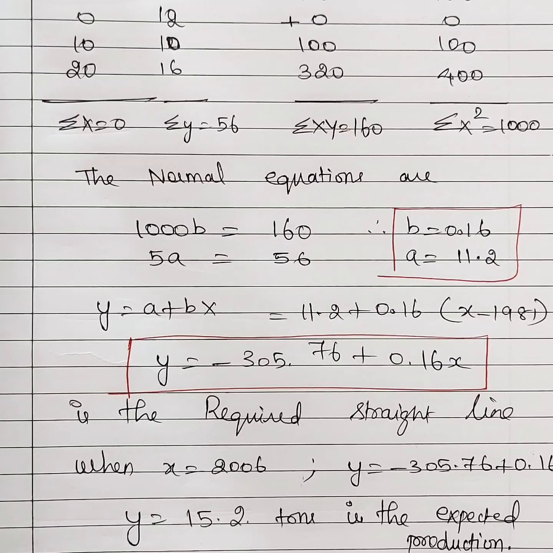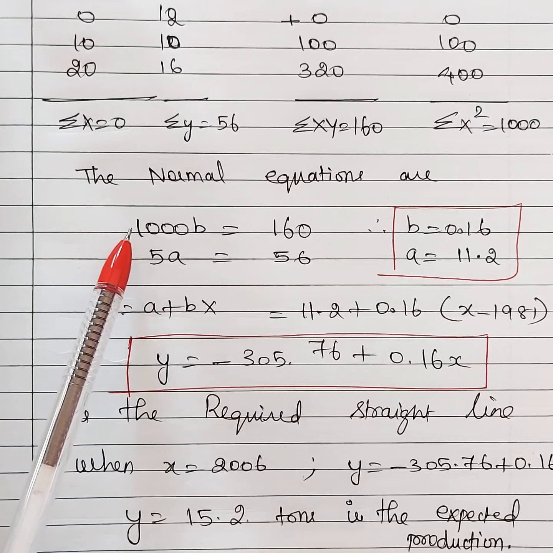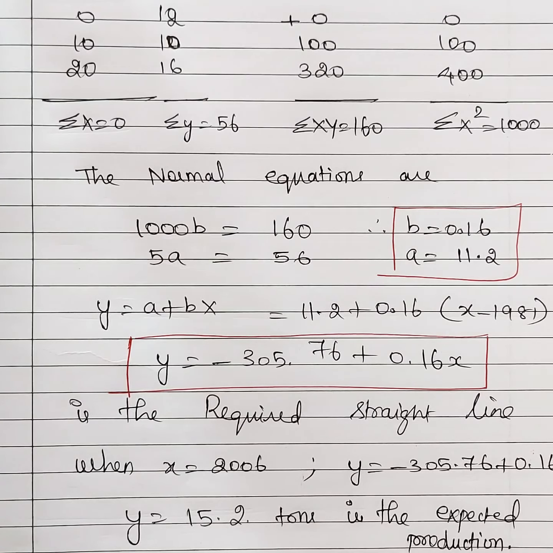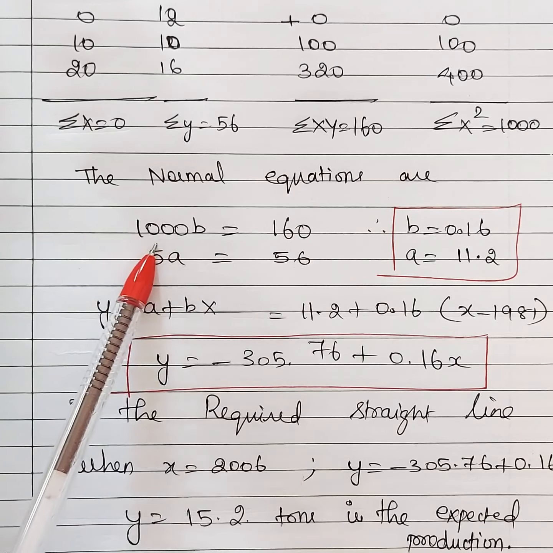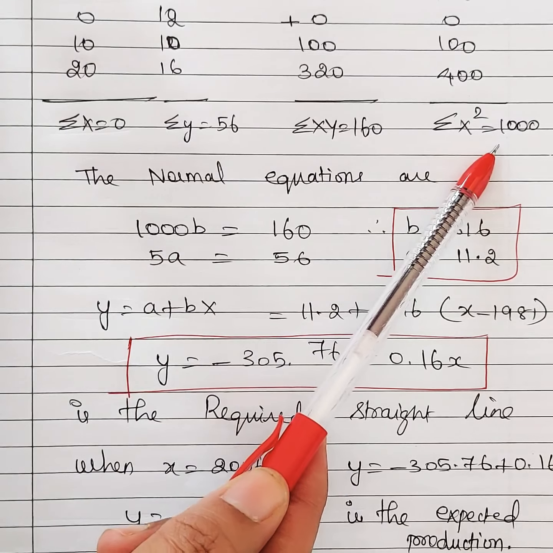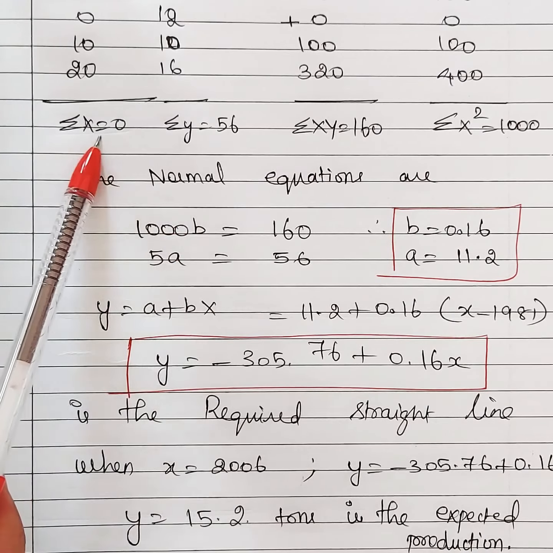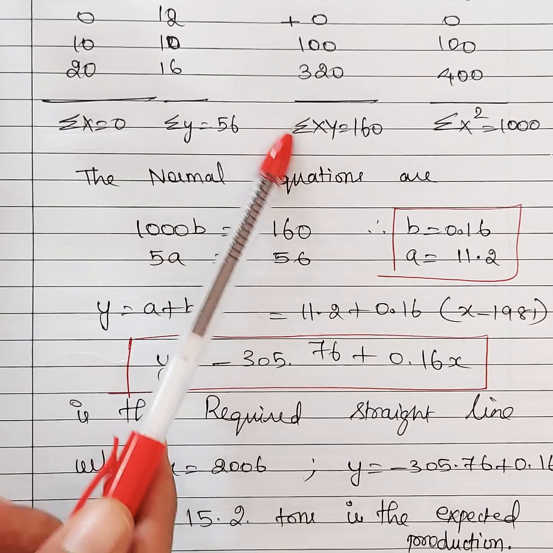So now we are done with the summation. We are going to substitute these values in the equation. Okay. What is the formula? B into summation x square plus a into summation x. Correct? B into summation x square is, we've got 1000, plus a into summation x. Summation x is 0. So it will become 0. Is equal to summation xy. Summation xy we got 160.